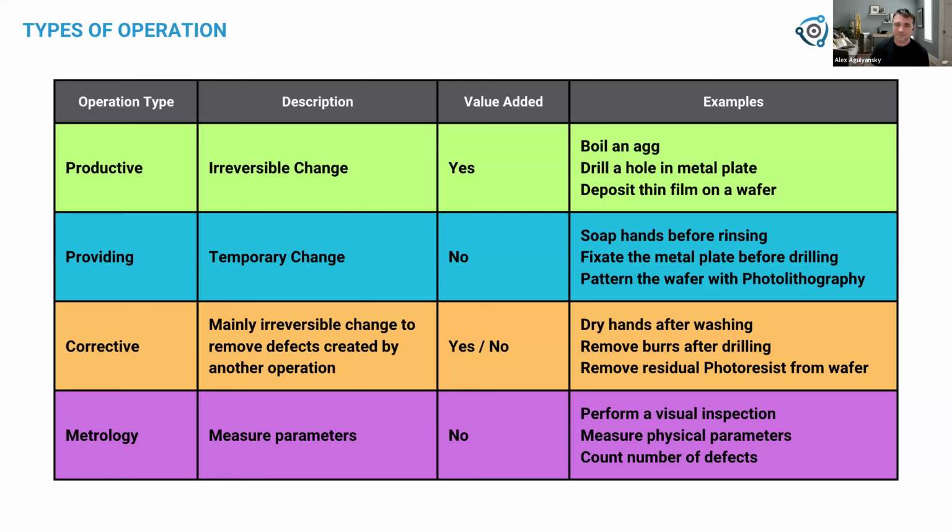Corrective operation, again, going by the example of drilling a hole, right? You drill a hole, now you have leftovers and an uneven surface. Now you need to clean it up. That would be a corrective operation. Usually it's an irreversible change to remove defects of the productive operations or other operations, but usually productive operations, like drilling a hole, right?